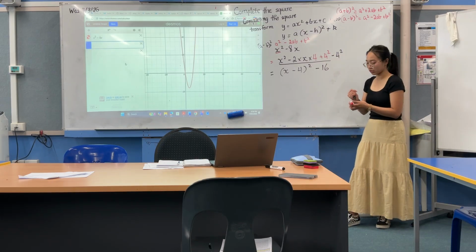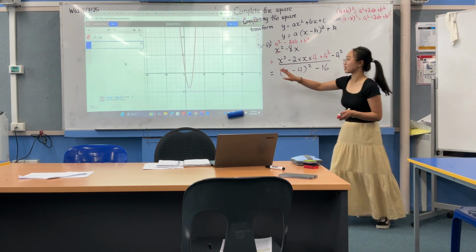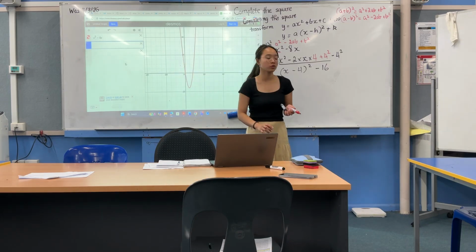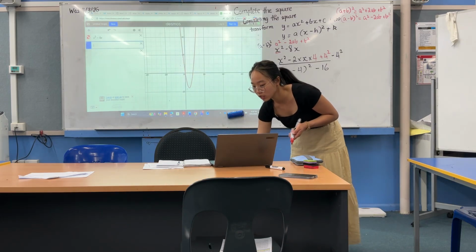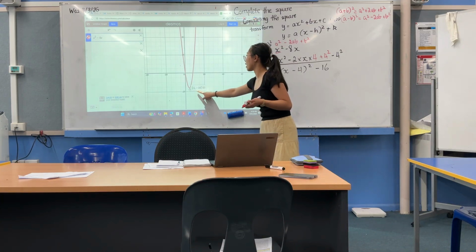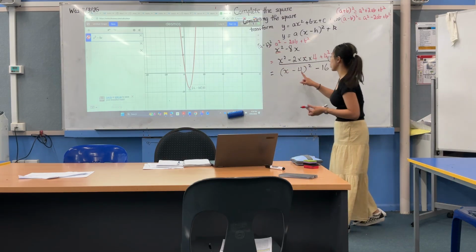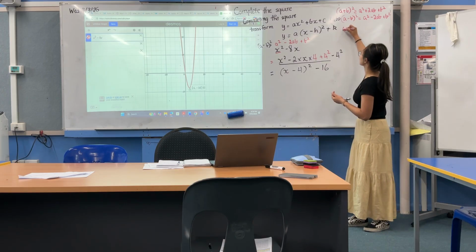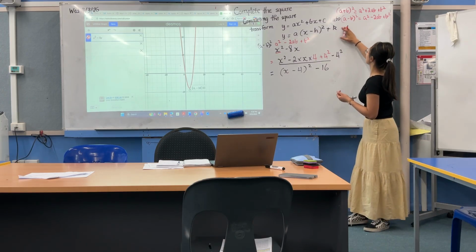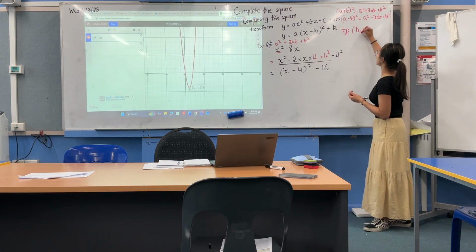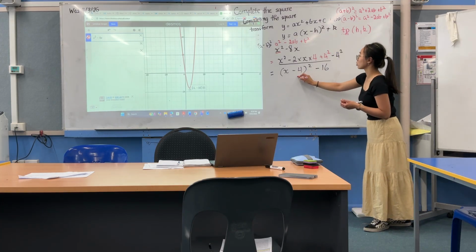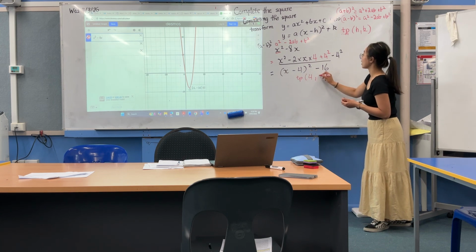Now, why do I have to complete the square? If you have a look at the graph here, this is the graph for x squared minus ax. You'll see that the turning point is actually equal to 4 and negative 16. When you look at this form here, this is the formula. H and K is your turning point. Remember there's a negative sign in front of it. So your turning point here will be 4 and negative 16.